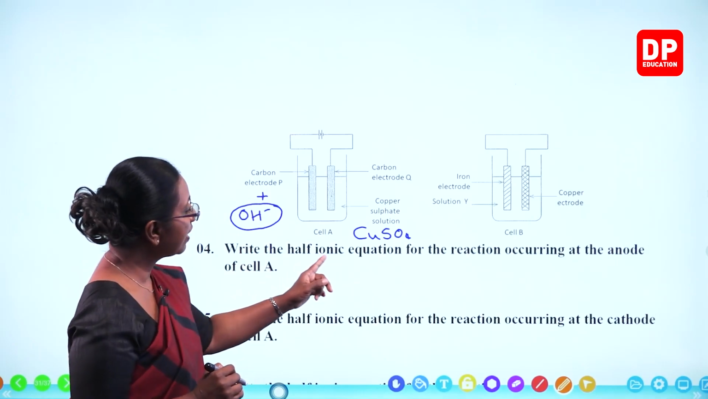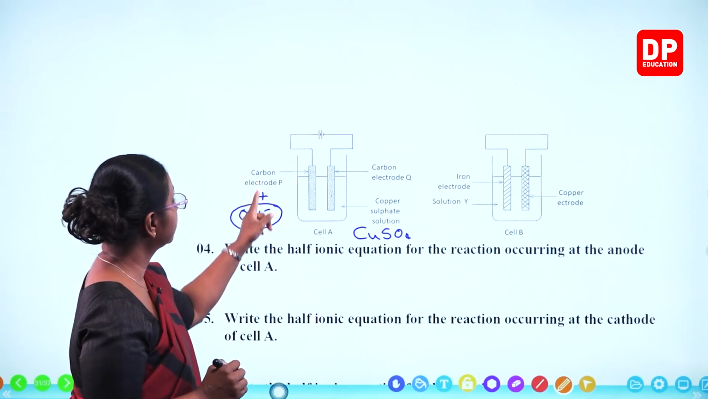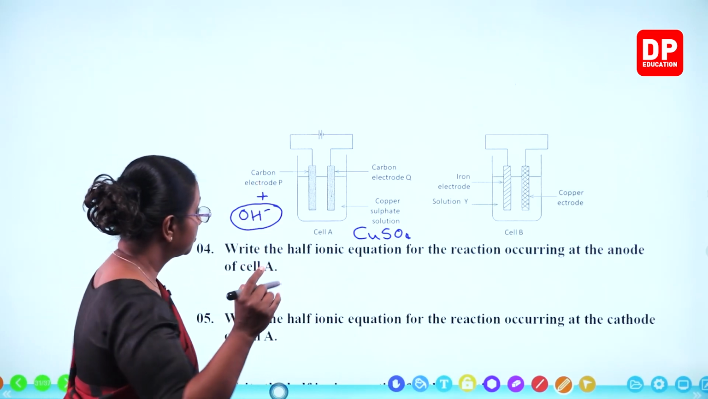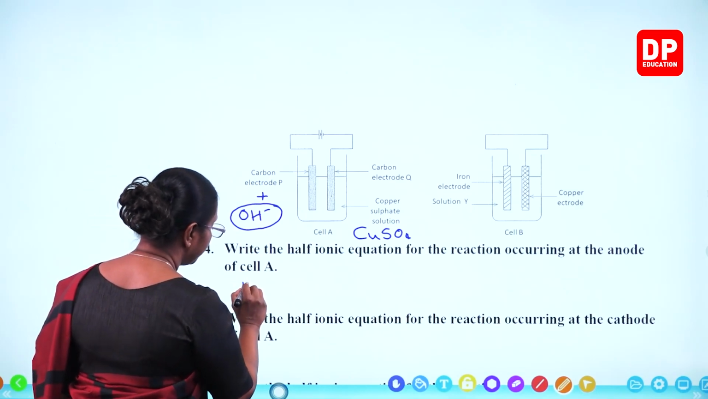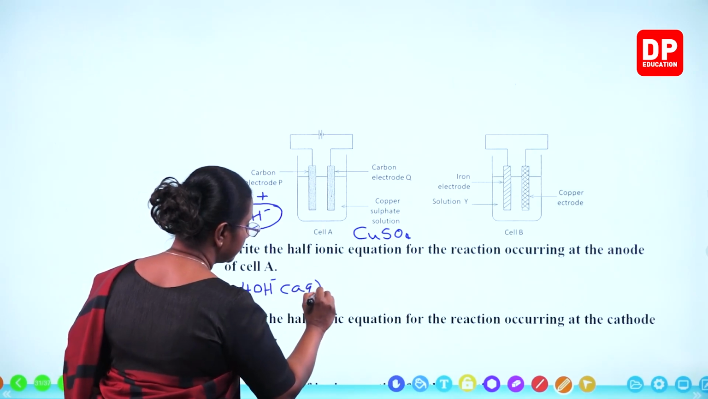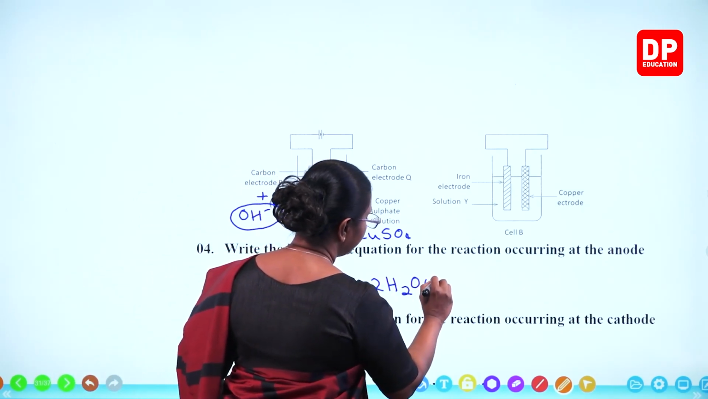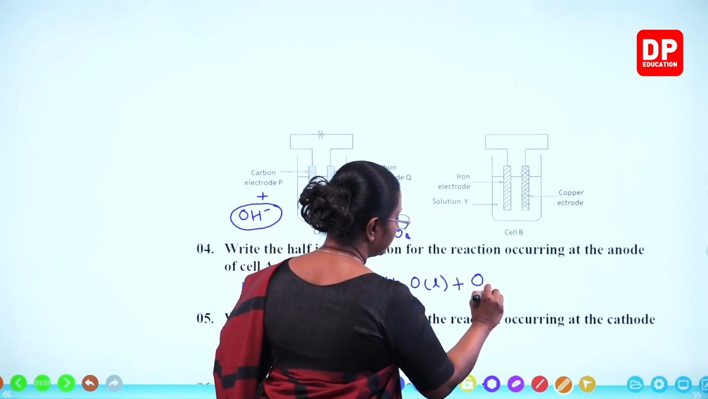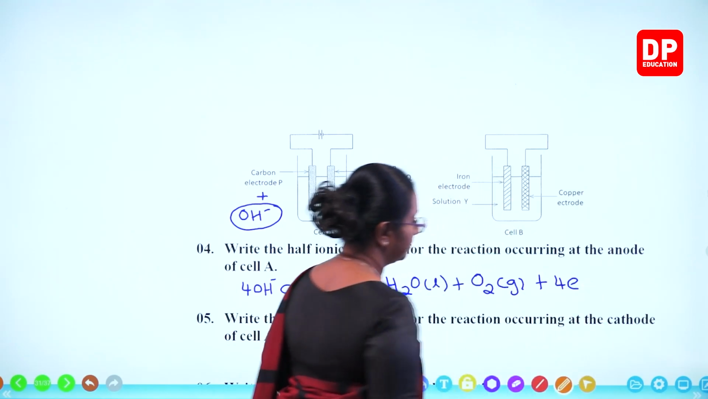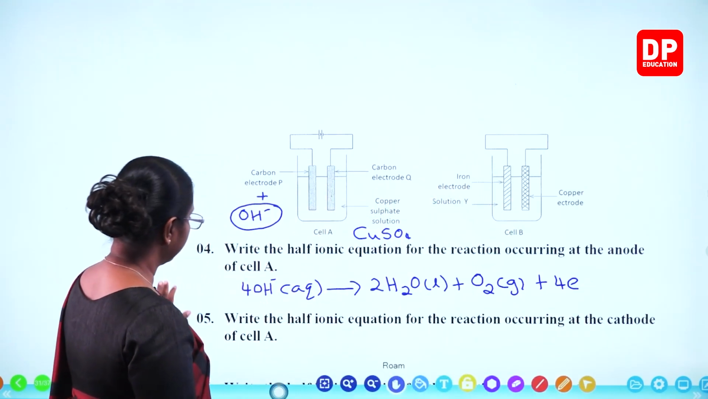So write the half ionic equation for the reaction occurring at the anode of cell A. Anode is carbon electrode P. So there it is going to be 4OH-(aq) become 2H2O(l) plus O2(g), losing 4 electrons. So that is what happens at the anode.